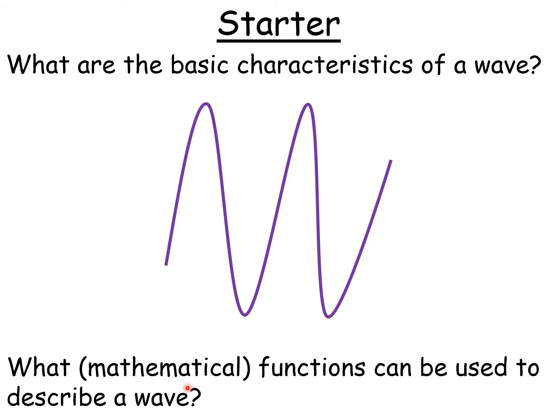Hopefully you gave me a whole bunch of things like a crest, a trough, an amplitude, a frequency, the speed of a wave. You might have remembered from our simple harmonic motion that it is described by y equals a sin(ωt), which when you sketch it looks like a sine wave, or y equals a cos(ωt), which is the other solution depending on the initial conditions of the actual harmonic oscillator. So you know a heck of a lot about waves, so we're going to build upon some of those ideas in Advanced Higher.